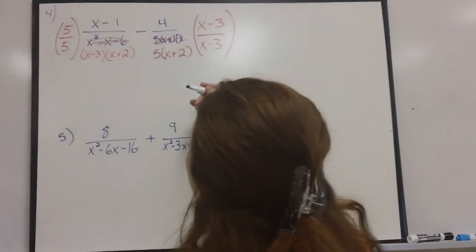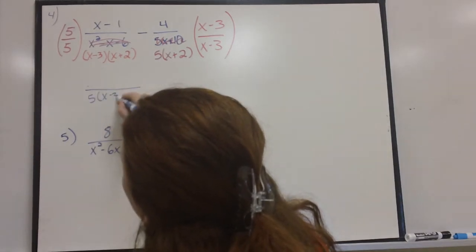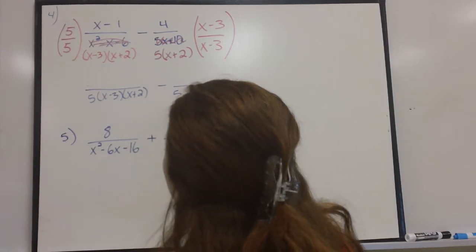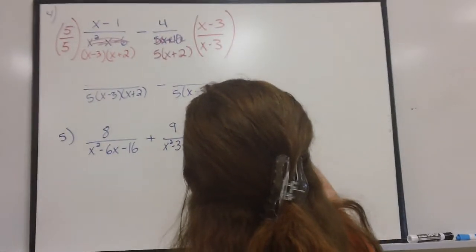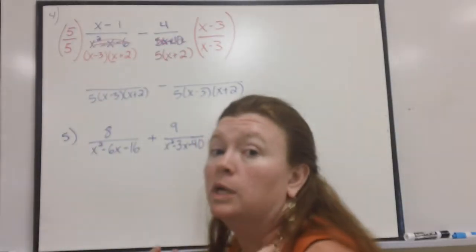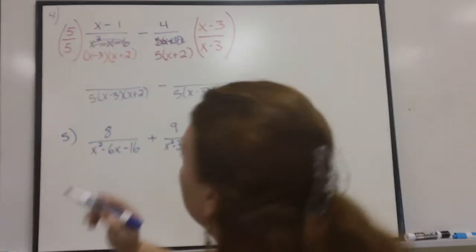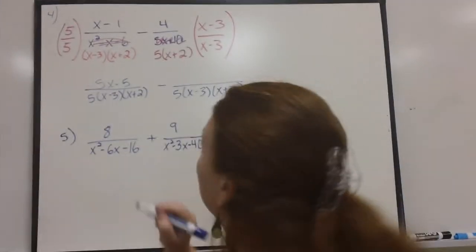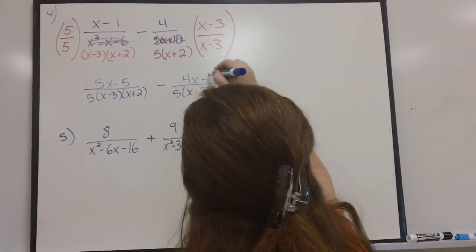My new denominator is 5 times x minus 3 times x plus 2. And I'll just write this, even though it's not in the same order, that's not important. As long as I have all of them, I have an x minus 3 and I have an x plus 2. I need to now distribute or multiply out to get my new numerators. I have an x minus 1 times a 5. A 5 goes to both of them, and I get 5x minus 5. Over here, I have a 4 times an x minus 3. That's 4x minus 12.